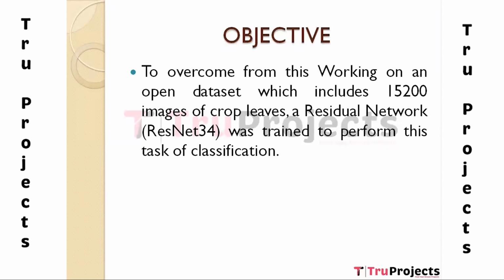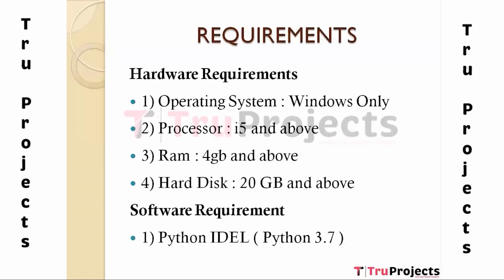The main objective of this problem statement is focused on the prediction of rice disease based upon the dataset, which consists of 15,000 samples including the crop leaves, using the ResNet algorithm, that is residual network algorithm. Hardware requirements: we need operating system Windows, processor i5 and above, RAM 4 GB and above, hard disk 20 GB and above. Coming to the software requirements, we need to install Python with the version of 3.7.